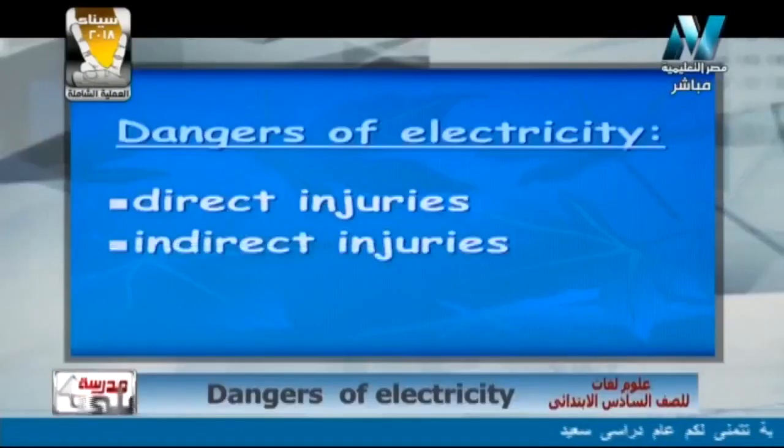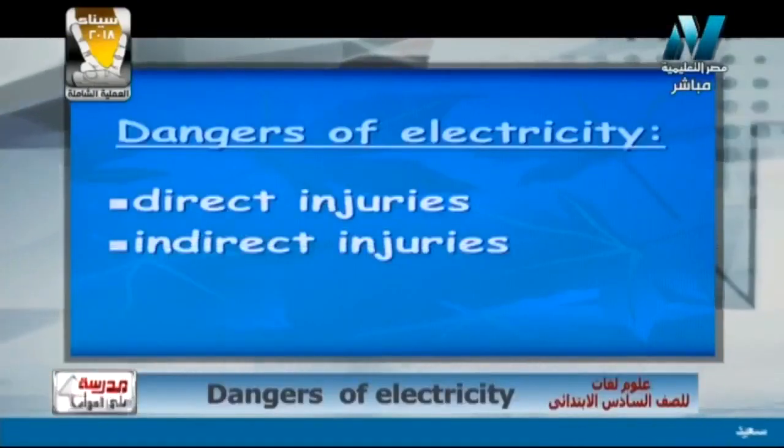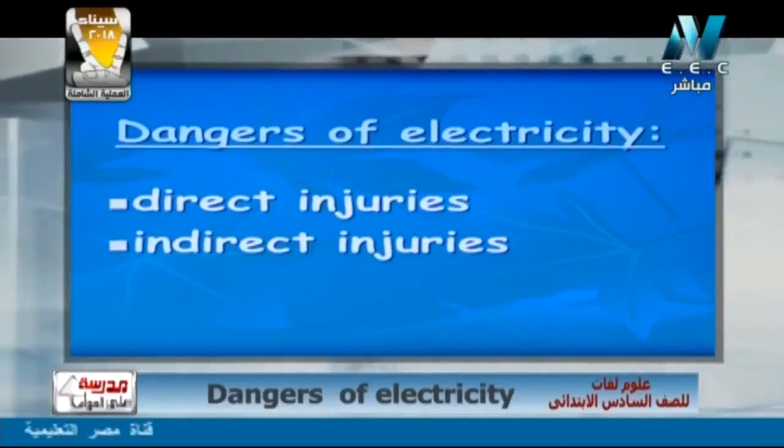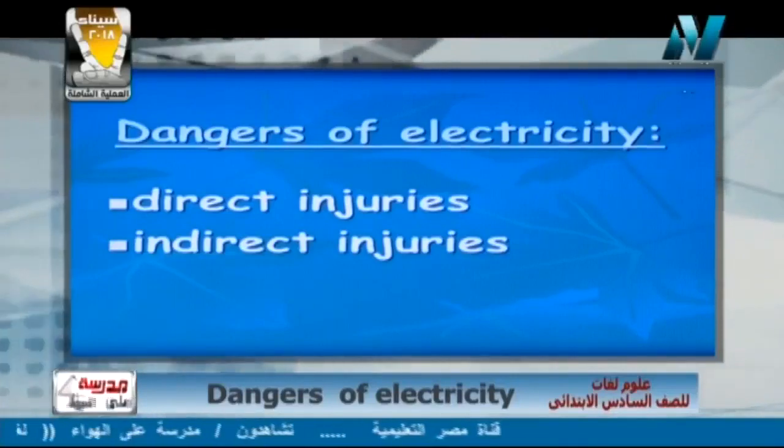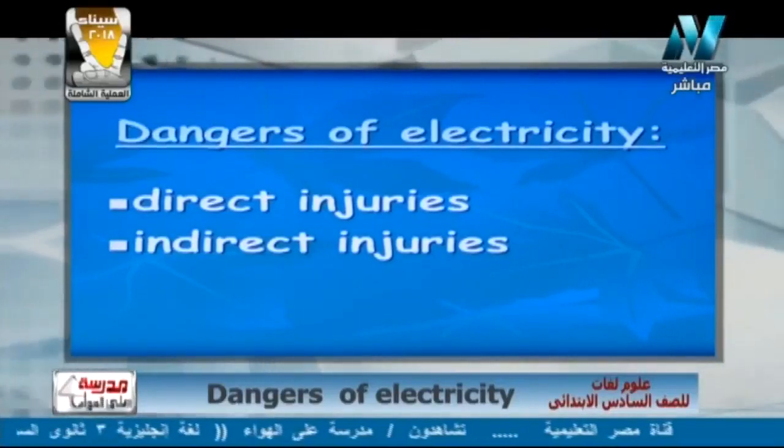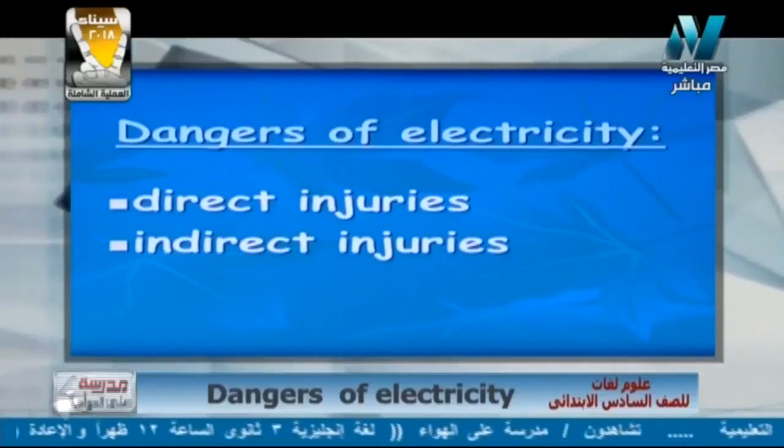هو مادة عازلة للكهرباء. So now let's start our important point of this lesson today, which is the danger of electricity أو أخطار الكهرباء. Dangers of electricity. Let's start them. We have two types of dangers. Direct injuries إصابات مباشرة بنسميها كده, and indirect injuries إصابات غير مباشرة. So again, we have two types of dangers which are direct injuries إصابات مباشرة من الكهرباء, وفي نوع تاني بنسميه indirect إصابات غير مباشرة. What is the difference between them?